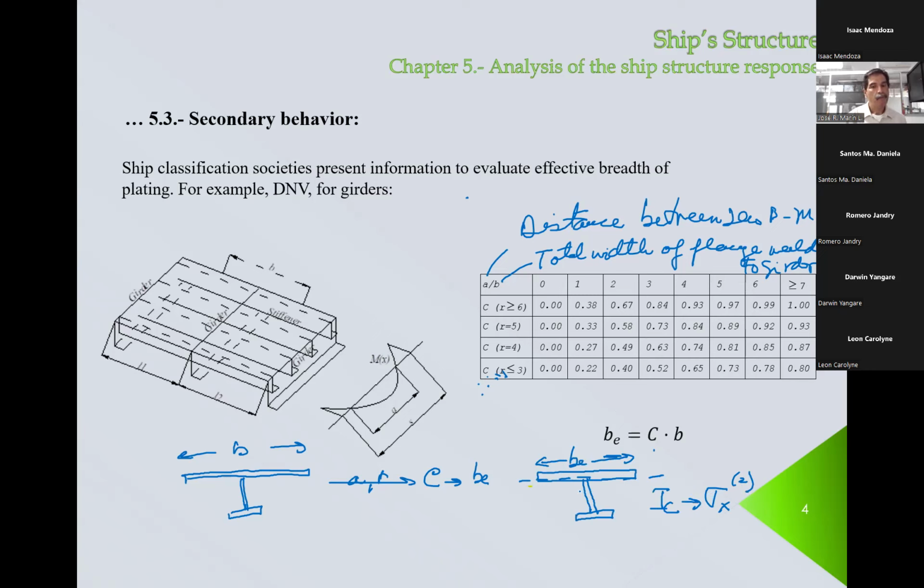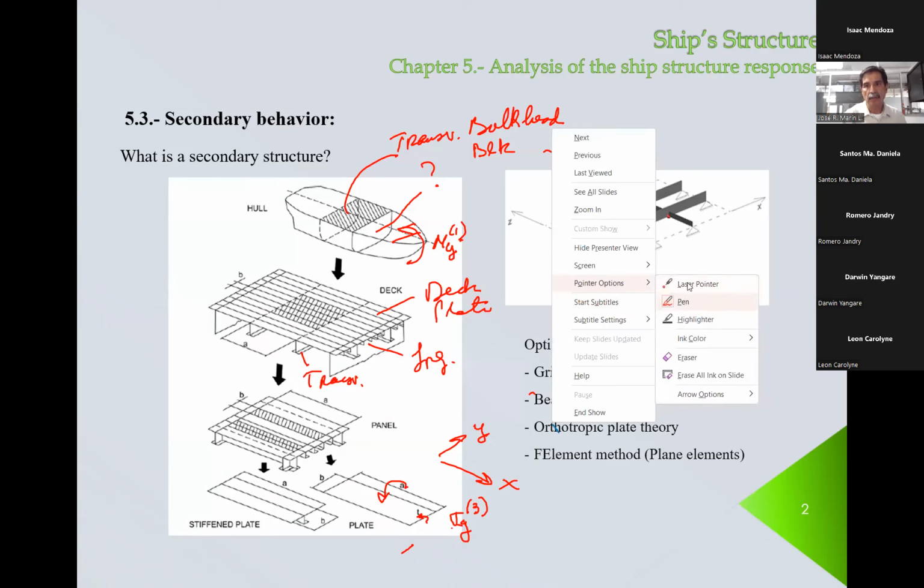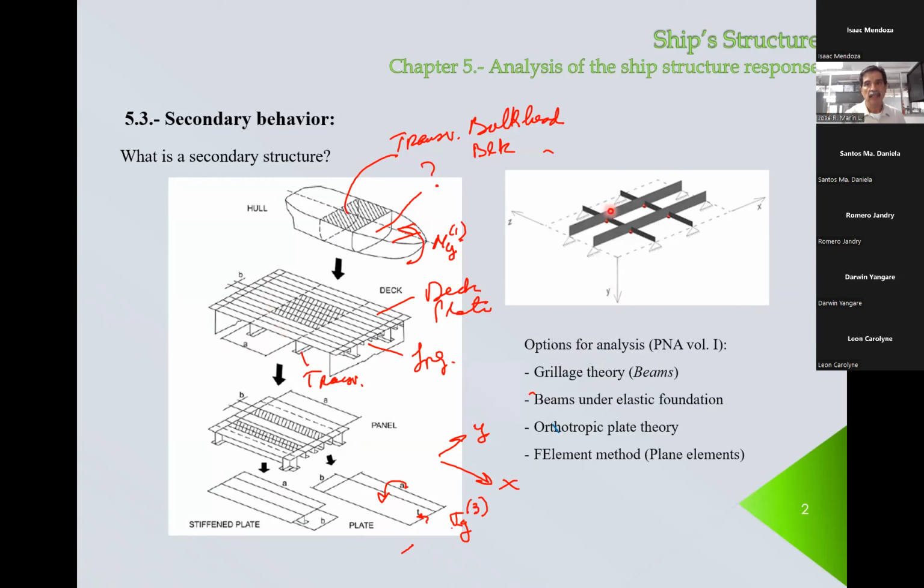I thought that it was converted again to a beam. Yes, after we calculate, because we are considering secondary structure. Secondary structure, we model the combination of plate plus stiffeners, and we convert this into something like this. This is the idea behind grillage theory.